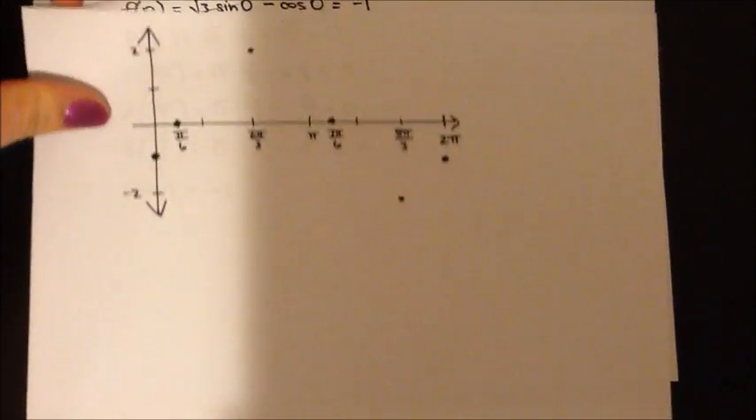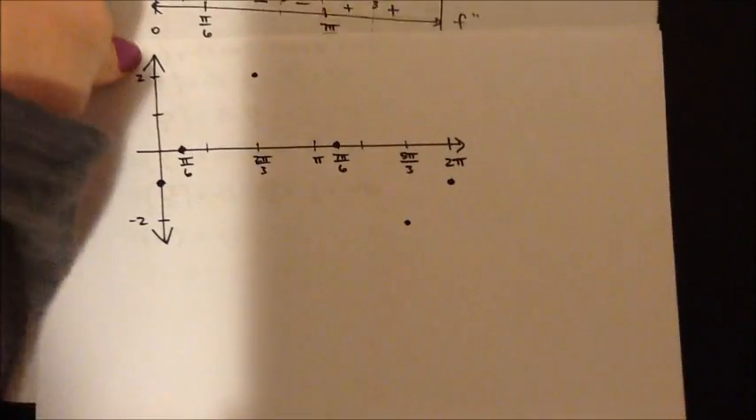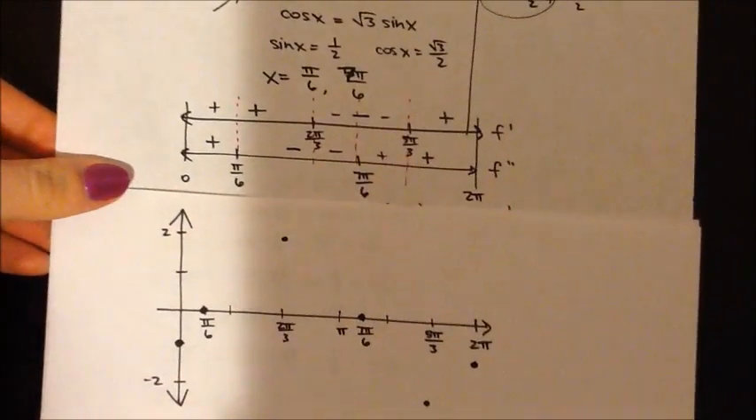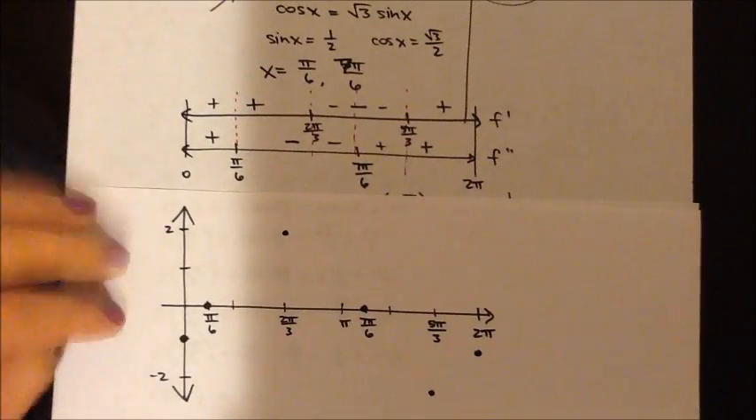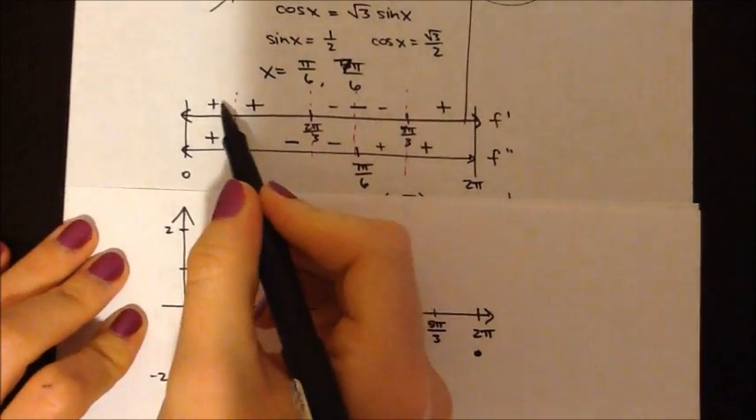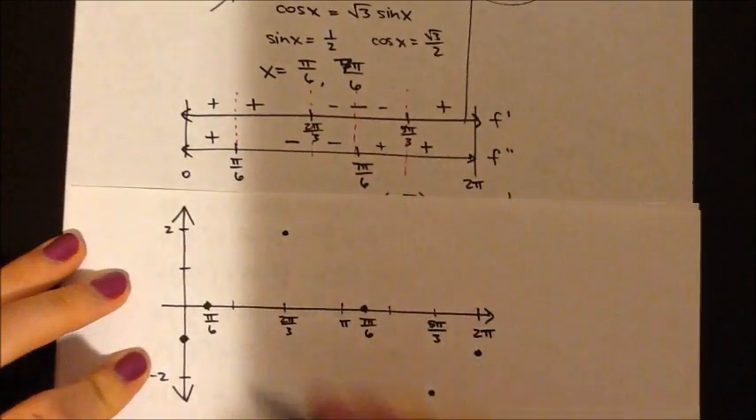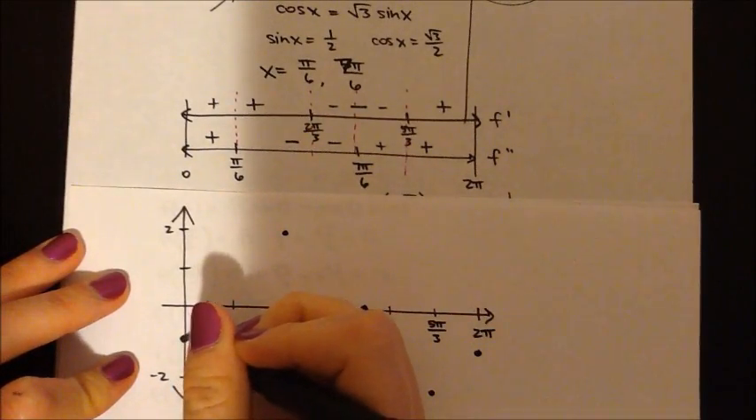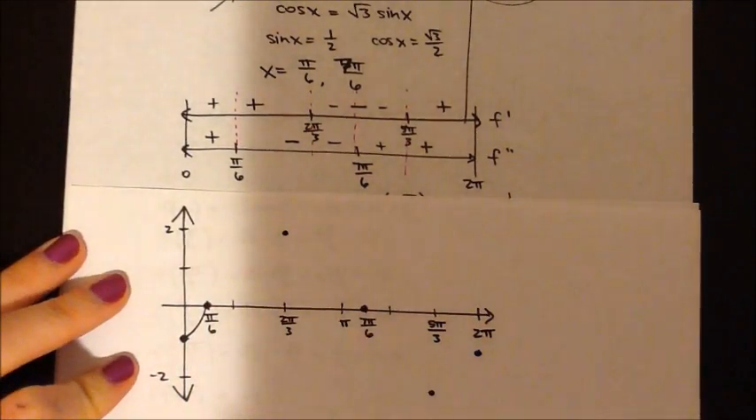Now I'm going to get the sign chart back on the screen so I know what my shapes are supposed to look like. All right, so lots of craziness going on here. So from 0 to pi over 6, I am supposed to be increasing and concave up. Okay, so sort of like that.